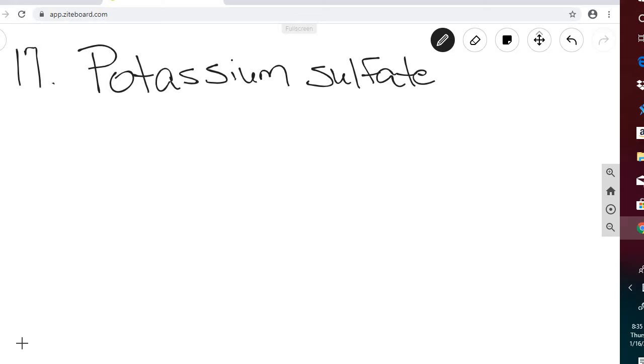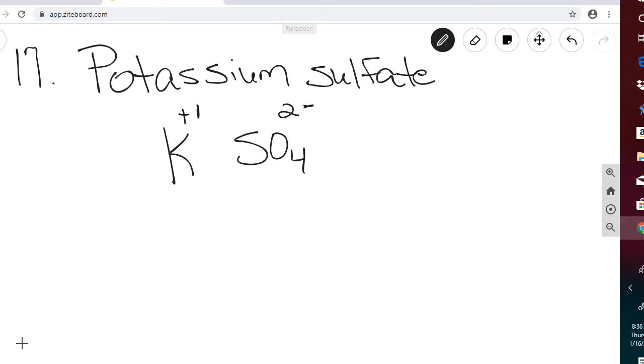Okay, so we recognize right away the symbol for potassium is K, and then sulfate is one of our polyatomic ions, and it is SO4, and its charge is -2. So then we look at our periodic chart and we see that potassium is in group 1A, so that means that its charge would be +1.